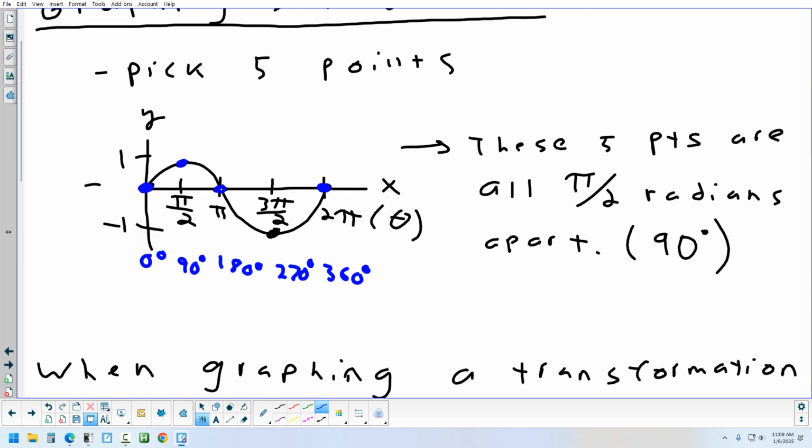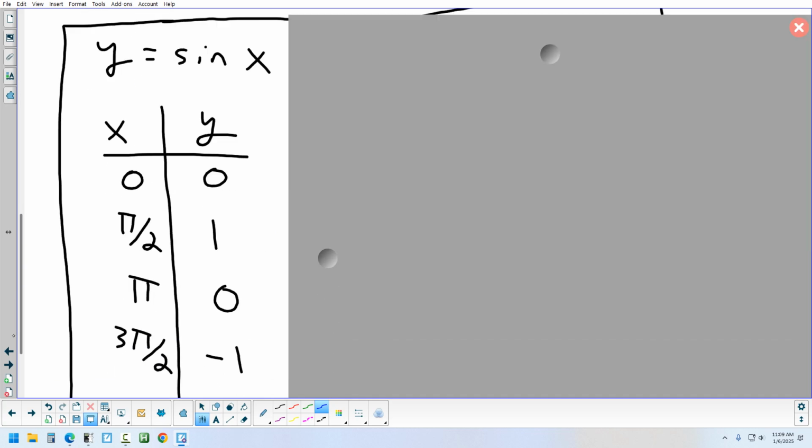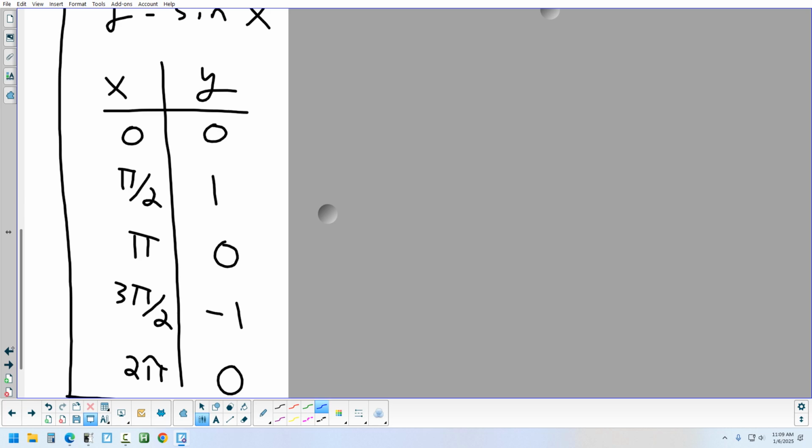Okay, third point is right here. What's the coordinate for the third point? Pi, 0. Okay, let's do the fourth point while we're here. 3 pi over 2, negative 1. And the last point, 2 pi comma 0, gets you back to the beginning for the next cycle. So those are what I call the 5 starting coordinates for sine.